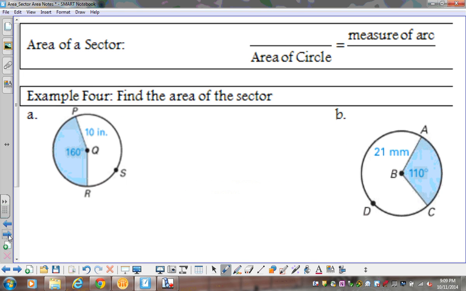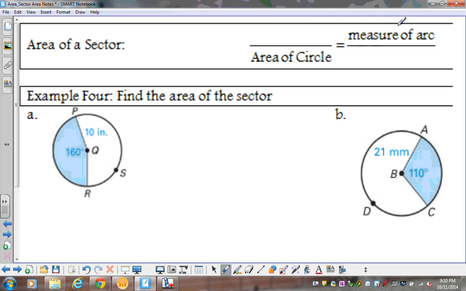Just like when we were talking about arc length last week with my circumference, area of a sector is a piece of your entire area. If you look down at this first example, the shaded region, this blue region, is a piece of the entire area. It's a fraction of that entire area. So to solve our proportion, just like with arc length, we're going to use the ratio of the measure of the arc to the whole degree measure of a circle, which is 360. We're going to use that same ratio to help us solve for the area of our sector.